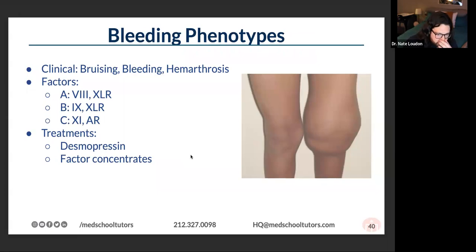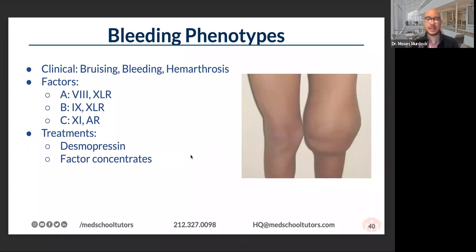And so in addition to releasing von Willebrand's factor, it also releases factor 8. And so that's how this all ties in. So we give desmopressin for its increased release of factor 8 and von Willebrand's factor. And then obviously, if you've got a deficiency in a factor, just replace the factor. And that's what this factor concentrates thing is getting at.